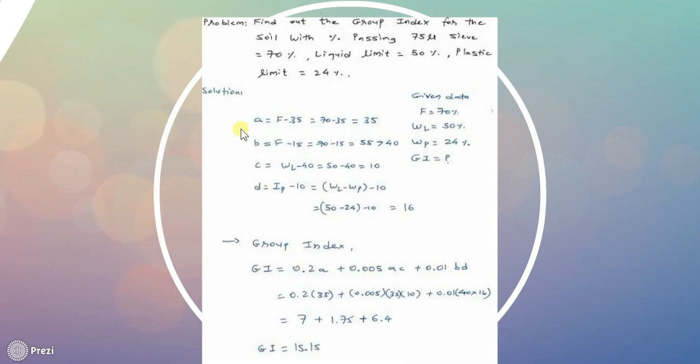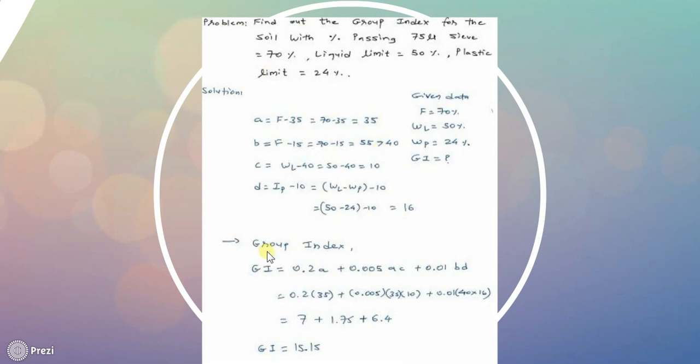A is equal to F minus 35. Here F is given as 70. So A comes as 35. B is F minus 15. So 70 minus 15, it is 55. But the maximum value of B is restricted to 40. C is equal to WL minus 40. So C comes as 10. And D is IP minus 10, which is WL minus WP minus 10. So it is 50 minus 24 minus 10. It is 16. So all three values are under limit, but the B value is greater than 40. So I have to take B as 40 only.